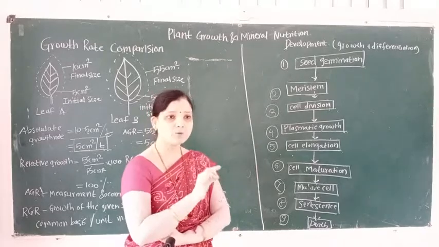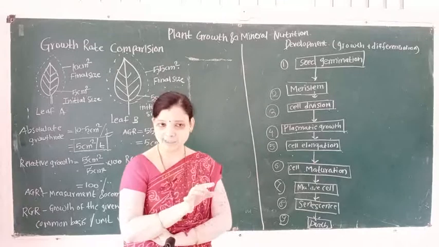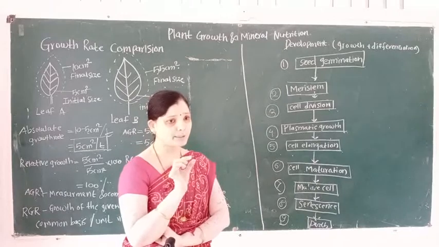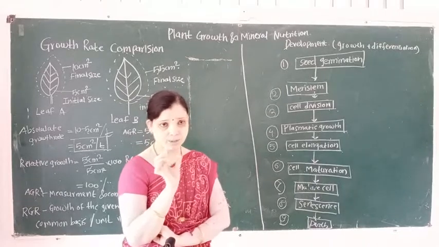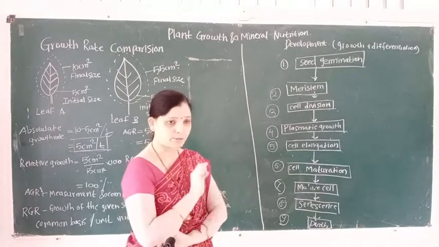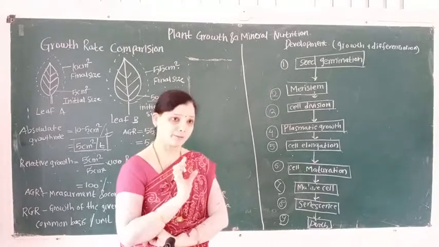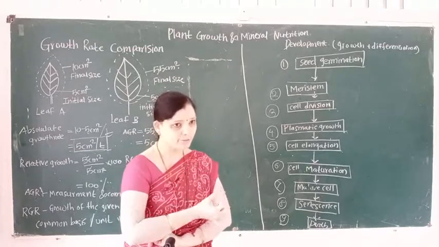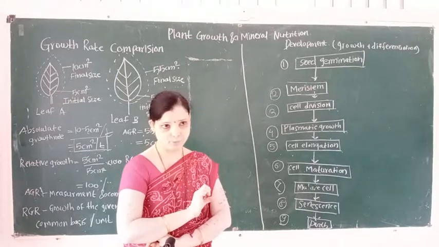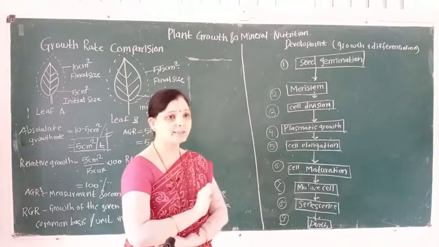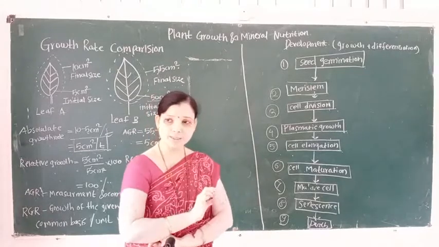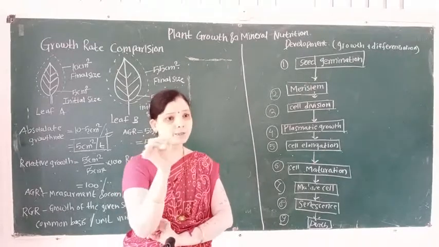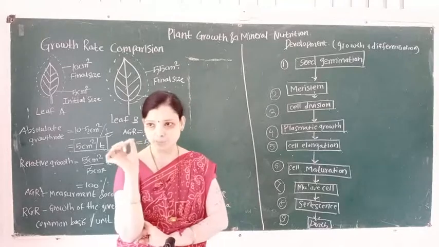Dedifferentiation: what is the meaning of dedifferentiation? When permanent tissue again regains the ability of cell division under favorable conditions, this process is called dedifferentiation. For example, cork cambium and interfascicular cambium. And the third process is redifferentiation. Redifferentiation is when permanent tissue again loses the ability of cell division.